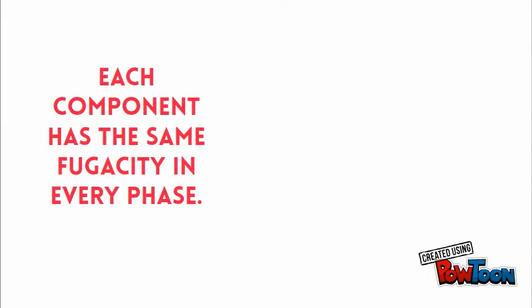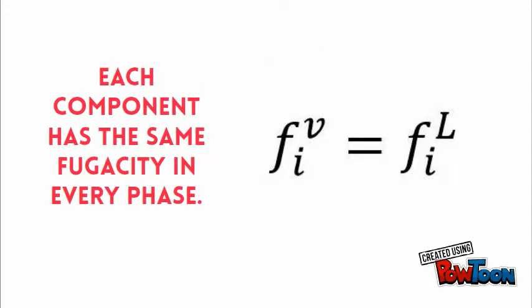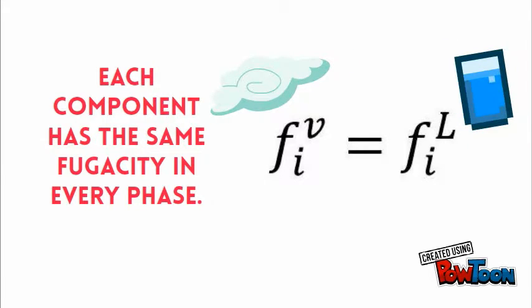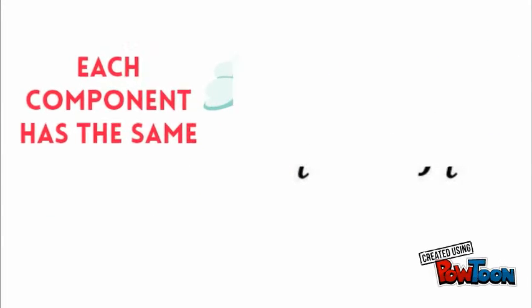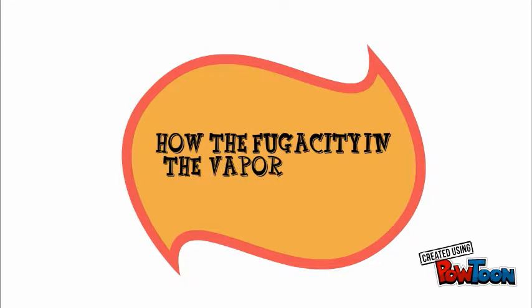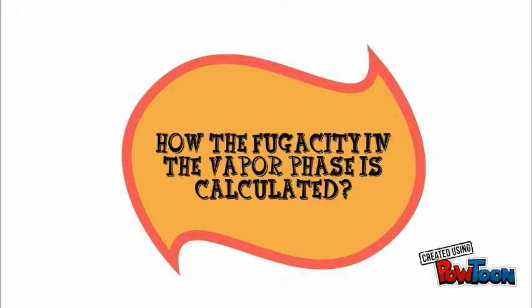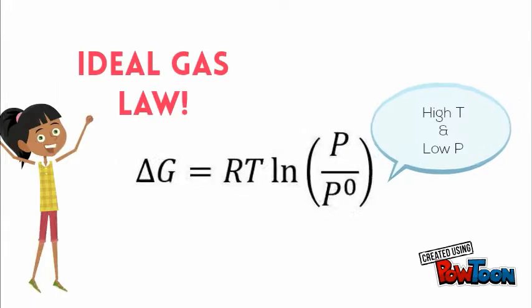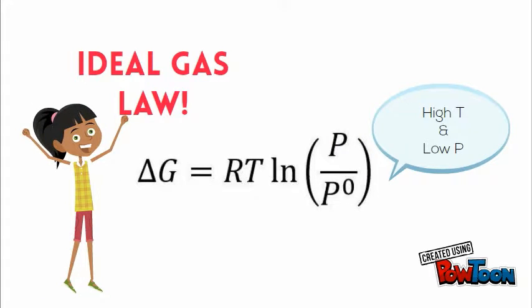Each component has the same fugacity in every phase. If we have the simplest system, liquid vapor, the fugacity in vapor phase equals the fugacity in liquid phase. How is the fugacity in the vapor phase calculated? With the ideal gas law, which is a reference state that is the ideal gas. We substitute the volume in terms of pressure and we solve for fugacity. We know that the reference state is at high temperatures and low pressures.